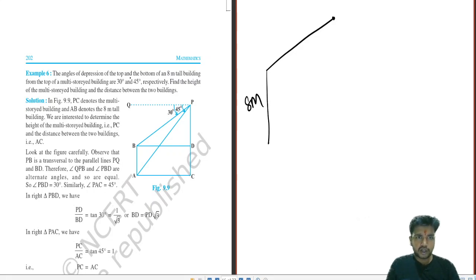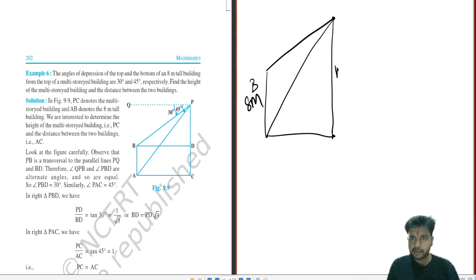The angle of depression of the top and bottom of an 8-meter tall building from the top of a multi-story building. This is the multi-story building. So we can take this as building and this as multi-story building, MSB, are 30 degree and 45 degree. Now, this is a hypothetical line. Obviously, this is 30 degree and this is a bigger angle, that is 45 degree.